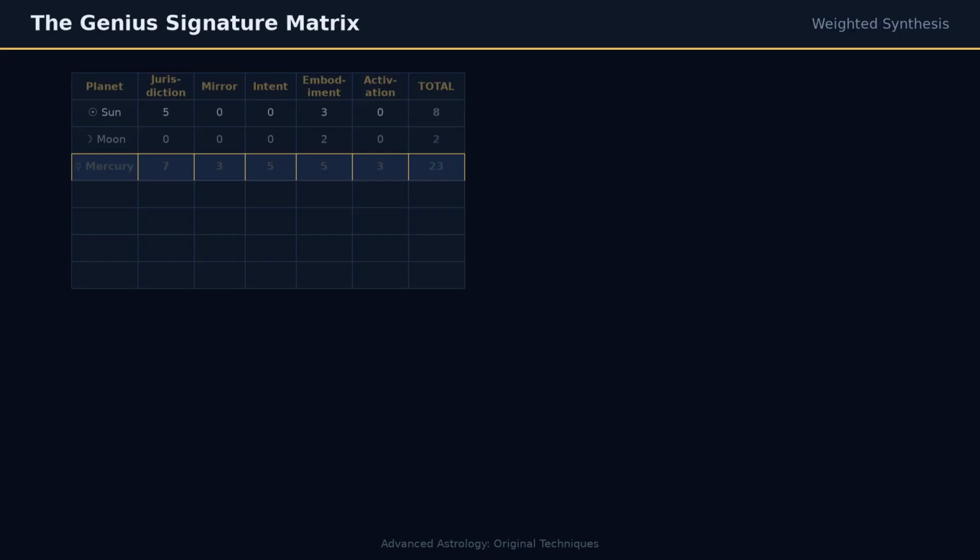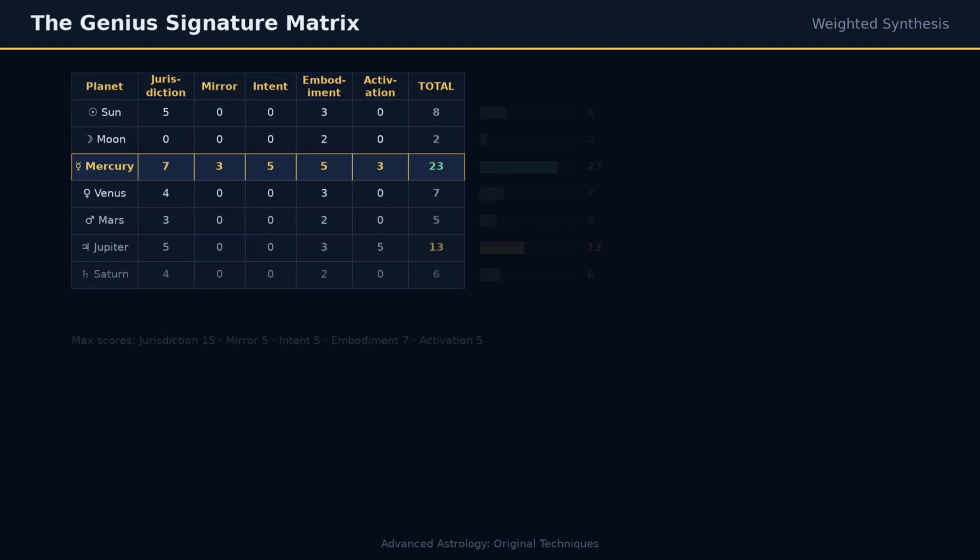To close, the Genius Vector Protocol does not replace traditional judgment. It systematizes it. Each layer draws from a lineage that spans 2,000 years, from Hellenistic lots to medieval bounds to Renaissance Antiscia. What is original is the architecture. By stacking jurisdiction, mirror, intent, embodiment, and activation into a single weighted matrix, we transform astrology from a collection of isolated techniques into a precision instrument.